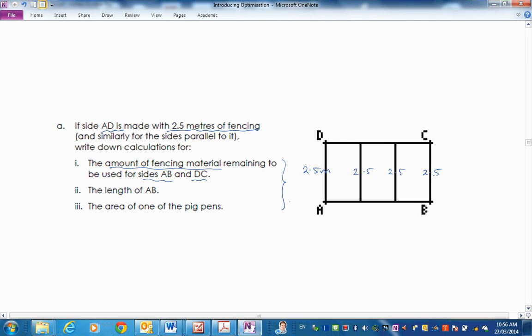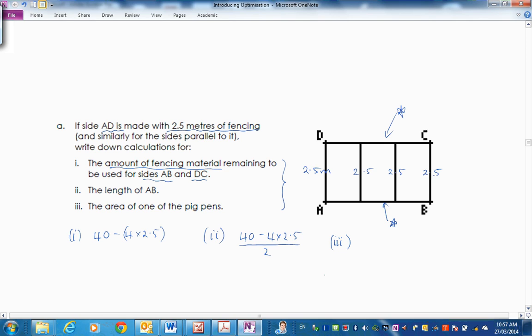Okay, I'm back. So, to be used for sides AB and DC. Part 1, well, from the 40, you will take 4 lots of 2.5, won't you? Take away 4 lots of 2.5 from the 40. That's what would be left to do the remaining 2 sides. Okay, what about part 2? The length of AB. Well, 40 take 4 by 2.5 would have to be split into 2, because these two, being rectangular, would be the same. So you're going to split it into 2. I think they're taking us on this patterning journey again. Part 3, the area of one of the pig pens.